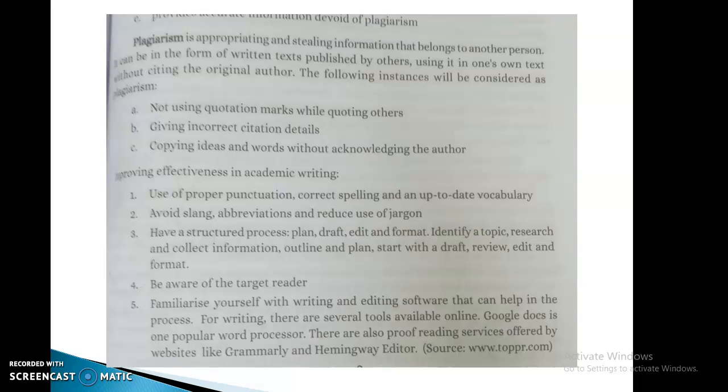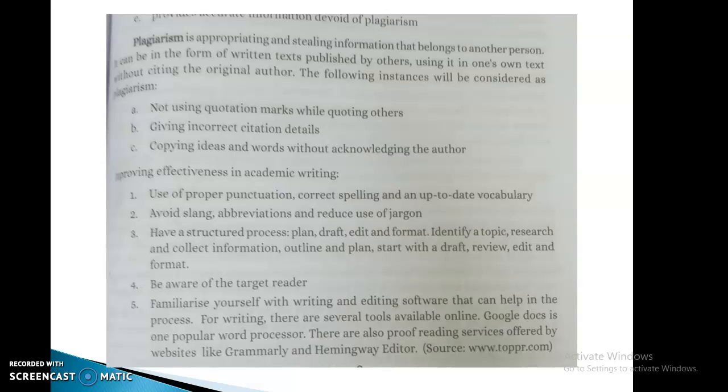So plagiarism is appropriating, meaning taking something for one's own use, typically without the owner's permission. Here that something is someone's written work or idea. So plagiarism is also a form of stealing, which means taking someone else's work without permission.